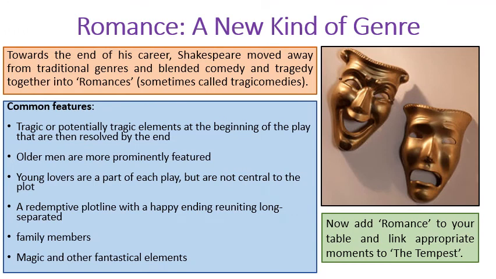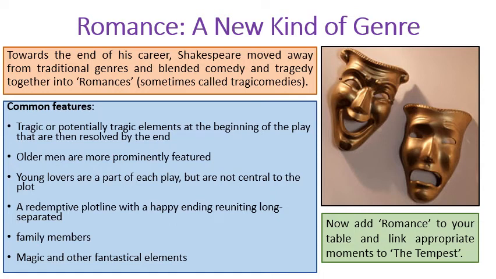So one of the themes of The Tempest is romance, and Shakespeare has done a lot of plays that are based around romance. One of them obviously is Romeo and Juliet. Towards the end of his career, Shakespeare moved away from traditional genres and blended comedy and tragedy together into romance, sometimes called tragic comedy. The common features of this romantic genre are tragic or potentially tragic elements at the beginning of the play that are resolved by the end. Older men are more prominently featured. Young lovers are a part of each play but are not central to the plot. There is a redemptive plotline with a happy ending reuniting long-separated family members, magic, and other fantastical elements.